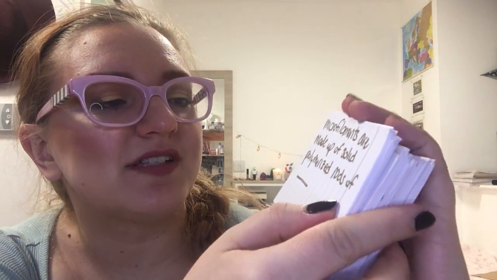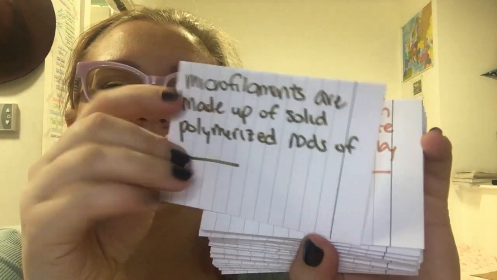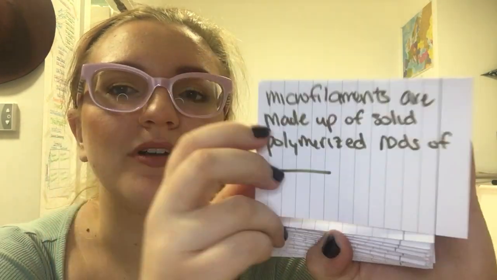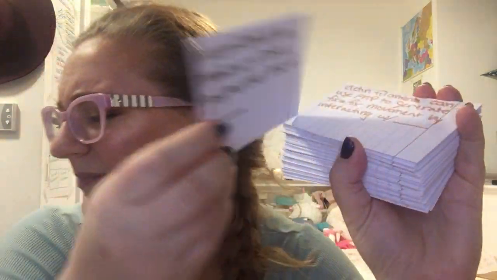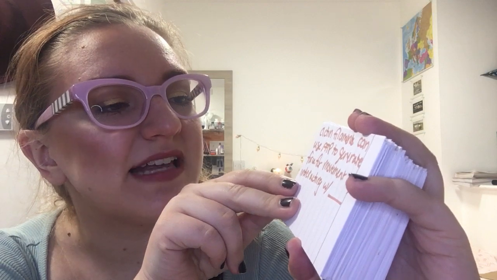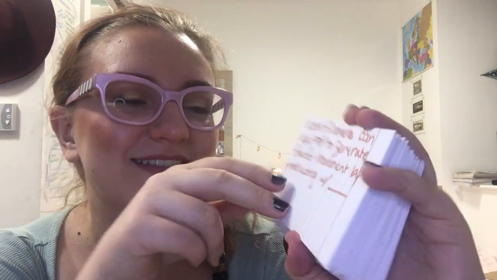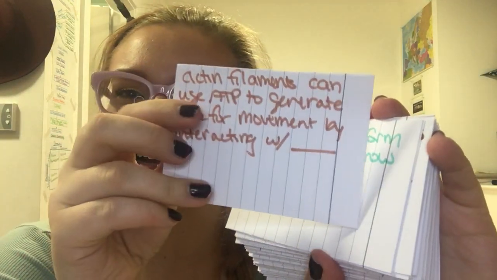Microfilaments are made up of solid polymerized rods of, you might remember learning about this in anatomy as well. It's actin. You talk a lot about actin and myosin when you get to anatomy because they're involved in muscle contractions. Actin filaments can use ATP to generate force for movement by interacting with, I just said it, with myosin.